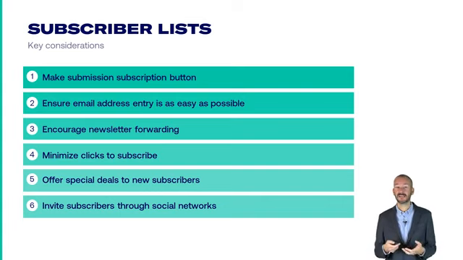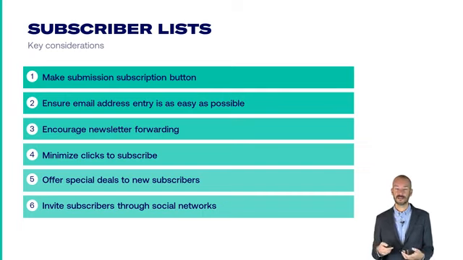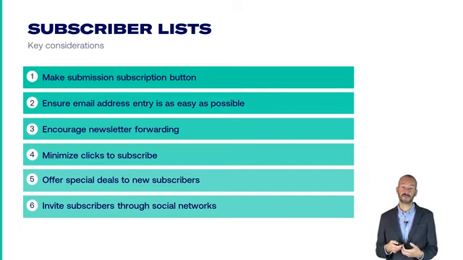Number 4 is minimize the clicks to subscribe. I mentioned FeedBurner earlier, and FeedBurner, while great, has a lot of clicks to subscribe. And one of the things that I really like about WordPress.com is if you want to subscribe to new posts to a blog on WordPress.com, it's relatively easy. There's not a lot of clicks. You don't want to take up people's time. You want to make it really easy and simple for them to add themselves to your list.